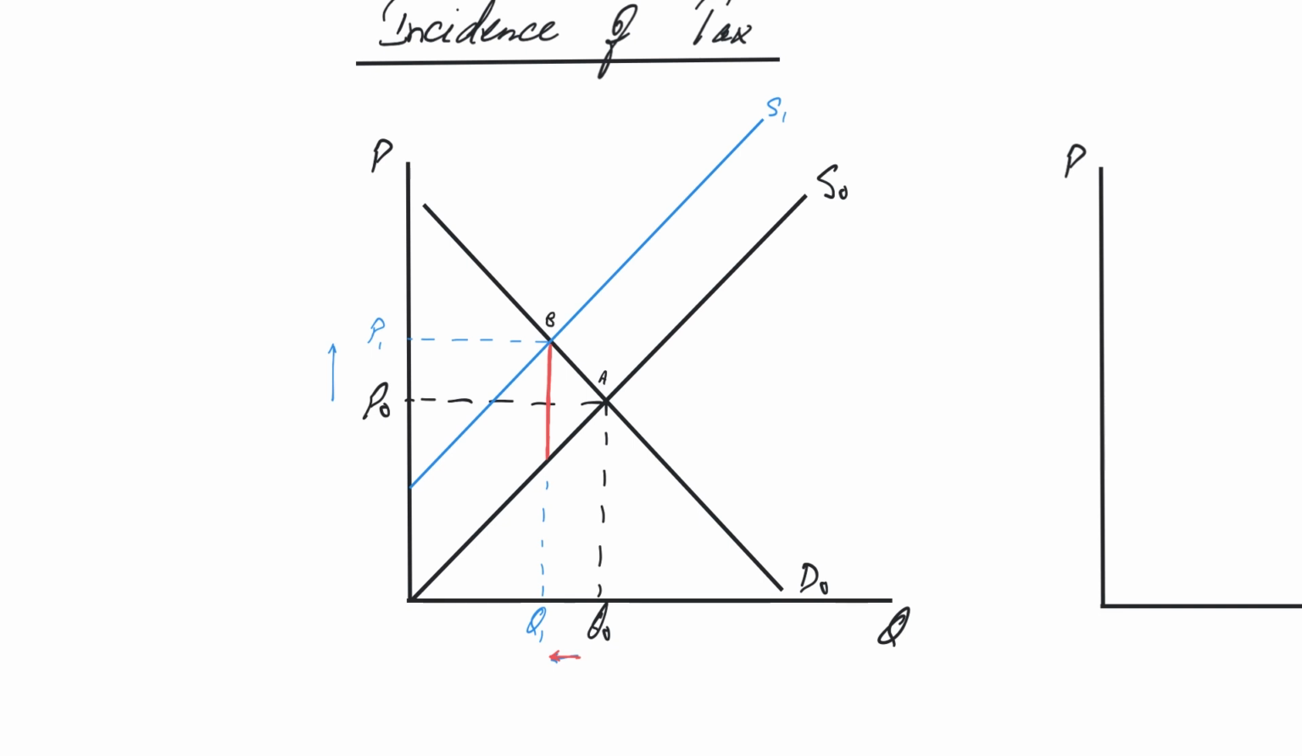So over here we want to see, okay, what's the tax rate? The red line is the tax rate. Wherever it ends on the supply curve, I'll just put a point over here. Okay, so now this is what we have. The vertical distance is the tax rate.